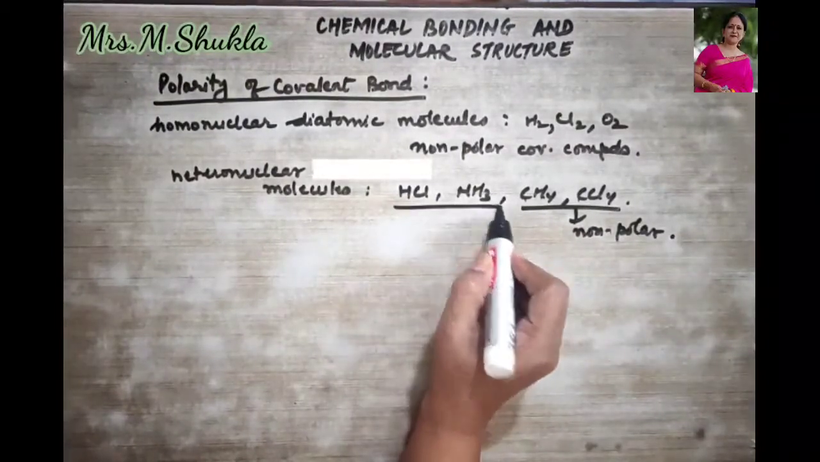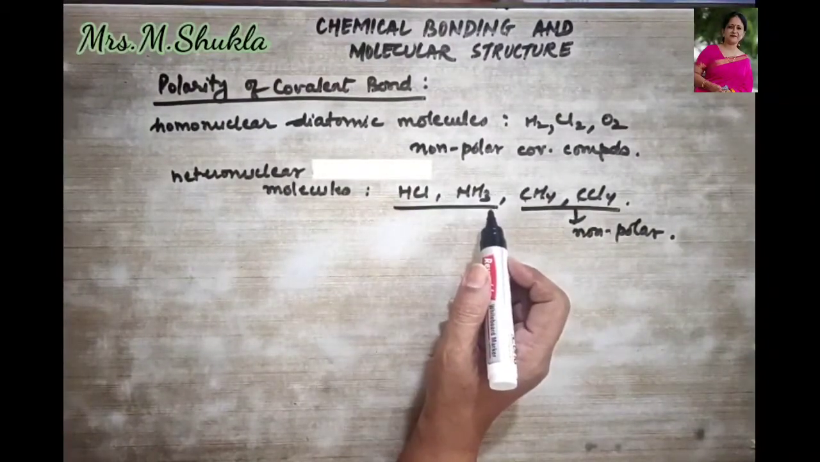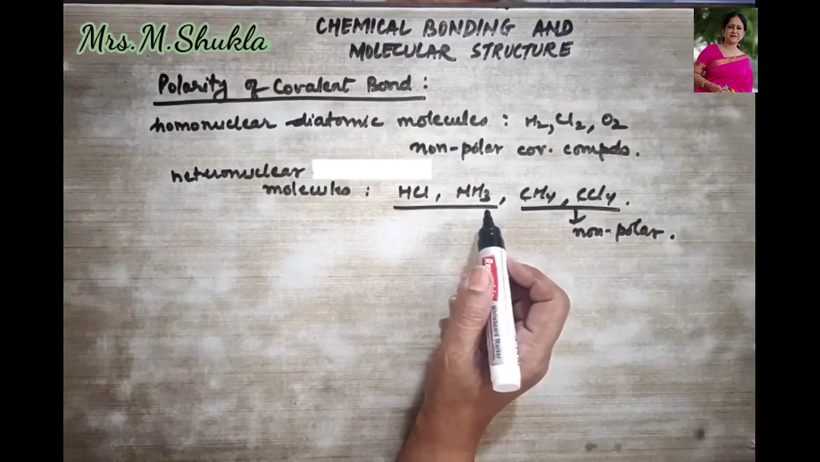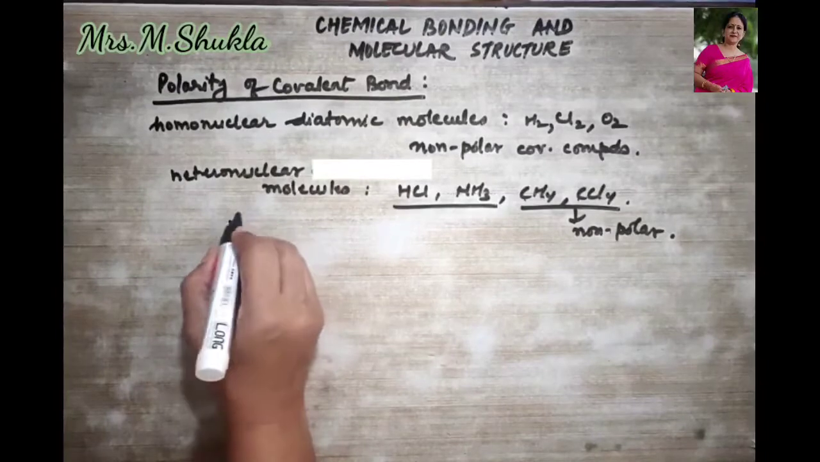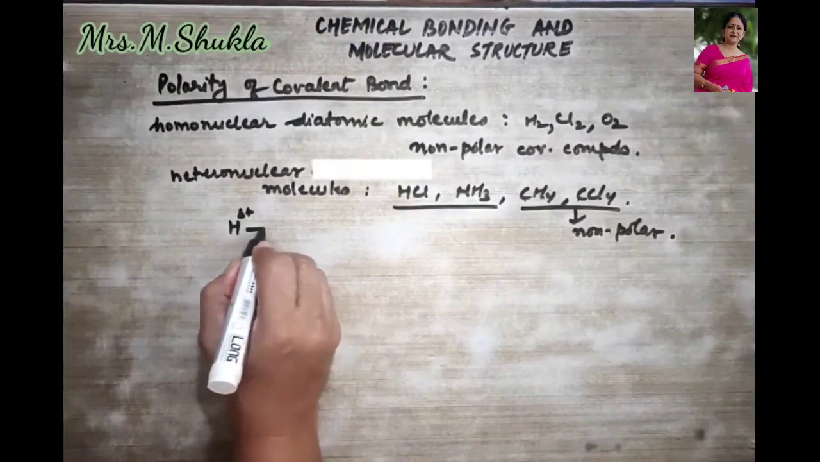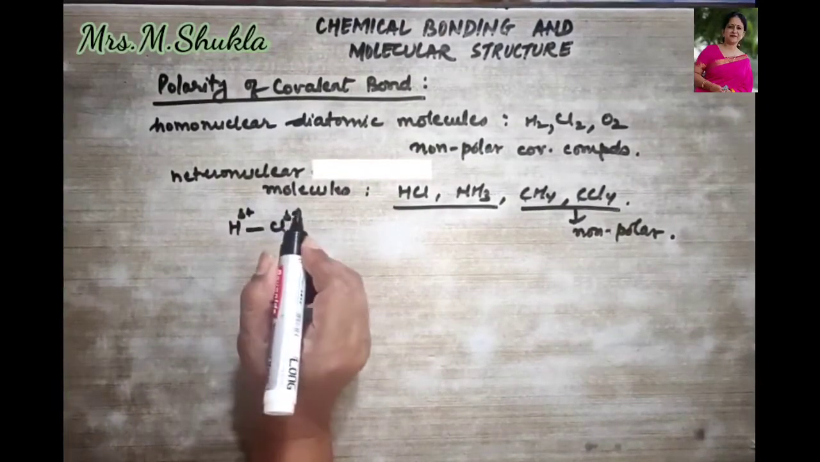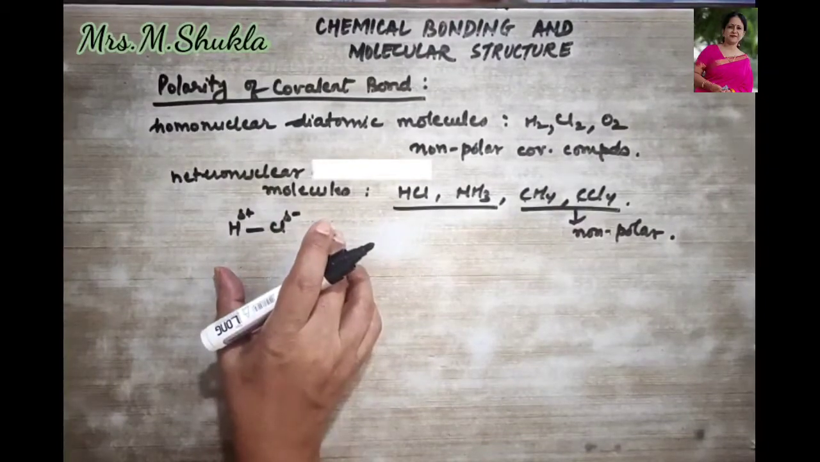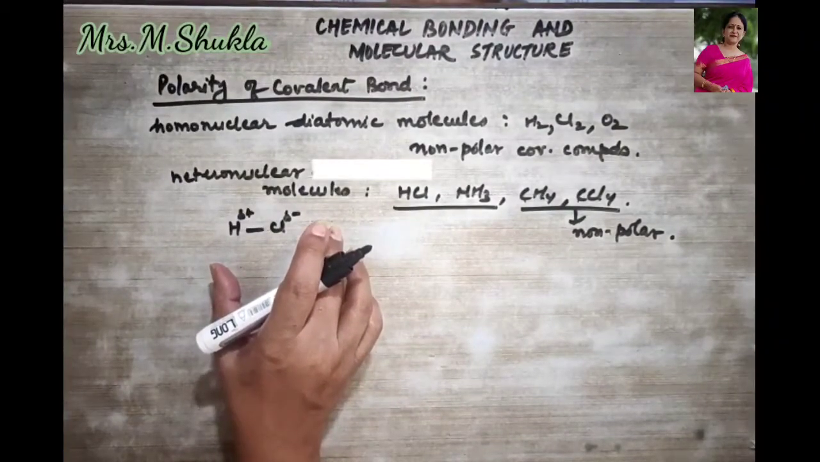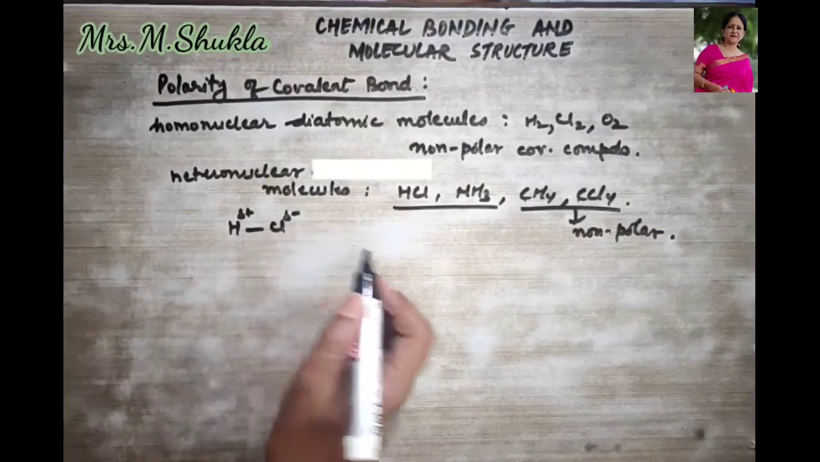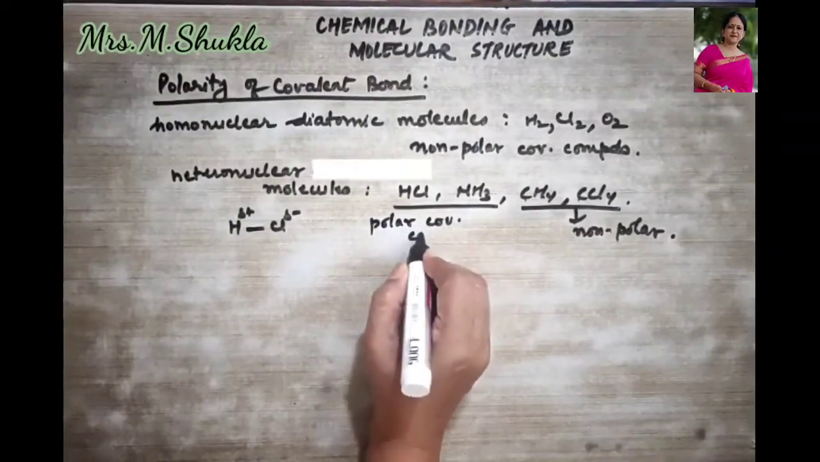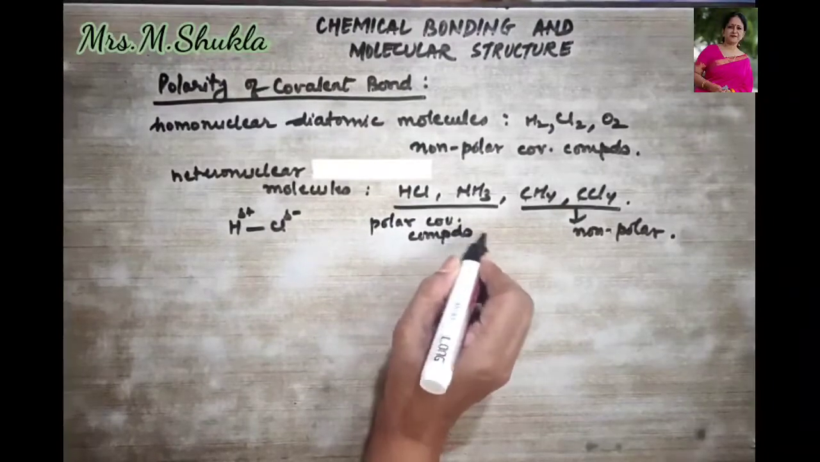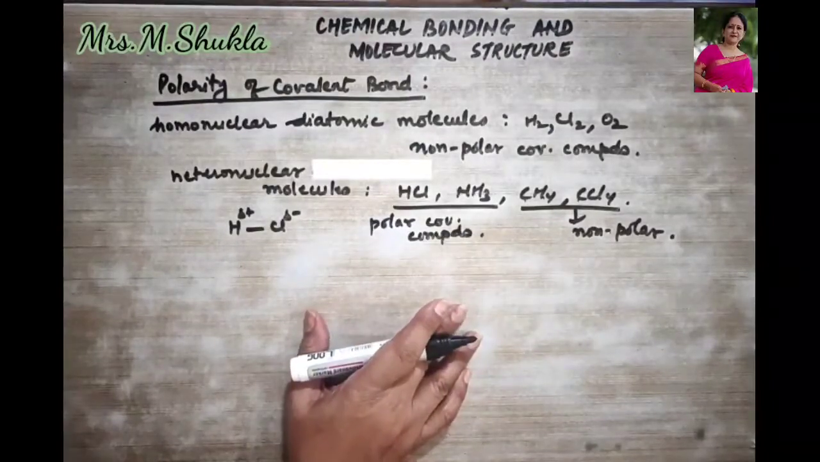But if we talk about HCl and NH3, we will see that H has a slight positive and chlorine has a slight negative charge present over them. Therefore, they are termed as what? They are termed polar covalent compounds. So, you are already aware of all these things.